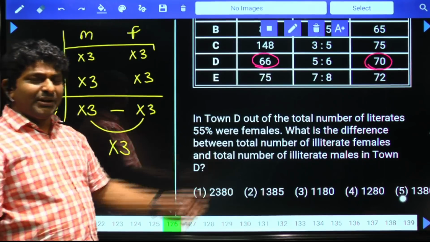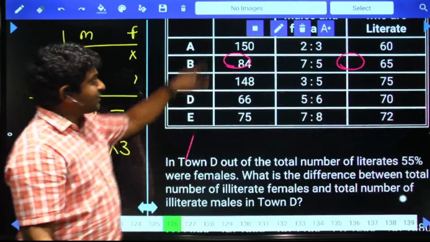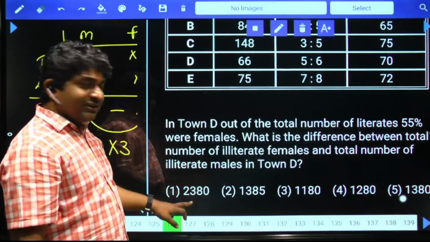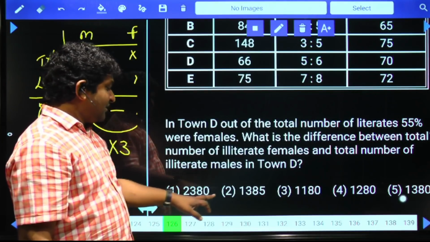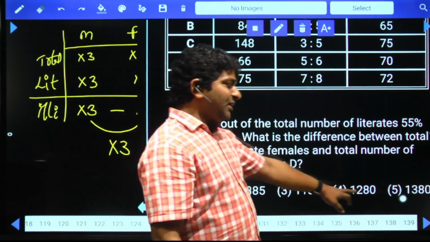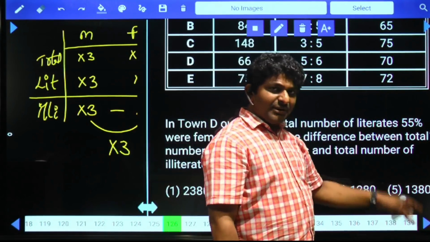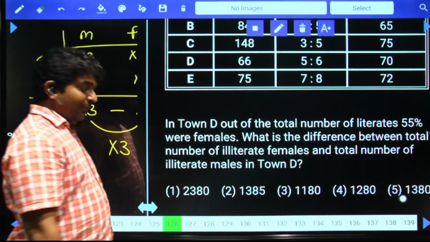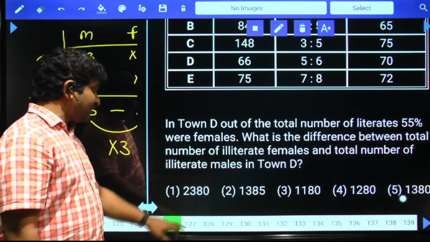Let's go and verify how many are 3 multiples. Look at your options. First option is not 3 multiple. Second is not 3 multiple. Third is not 3 multiple. Fourth is not 3 multiple. Fifth is 3 multiple. 1380 final answer. Just the 3 multiplication rule. With that you can answer this question.